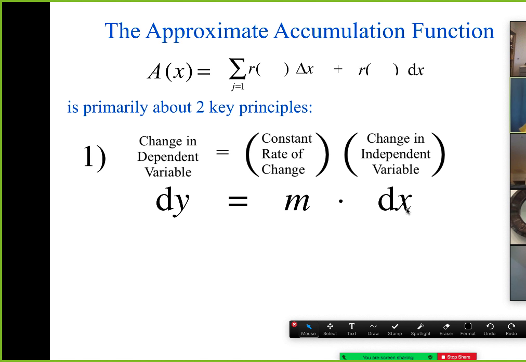Dx would represent either delta x or dx, and m would be the rate of something. Right. So, what's the difference between delta x and this dx? What's the difference between those? Somebody else? Delta x is the length of each interval, and dx is just the change in the last interval.